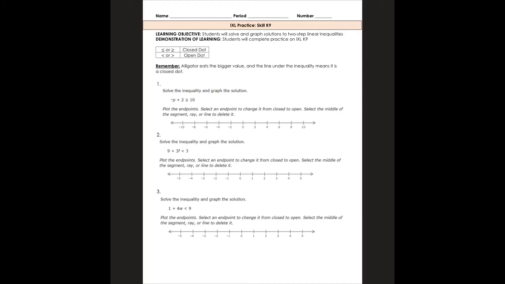This is IXL practice, skill K9. Students will solve and graph solutions to two-step linear inequalities. Two-step linear inequalities are very similar to solving two-step linear equations. We use inverse operations, inverse meaning the opposite. We have the closed dot for equal to, we have the open dot for not equal to. And remember that the alligator eats the bigger value.